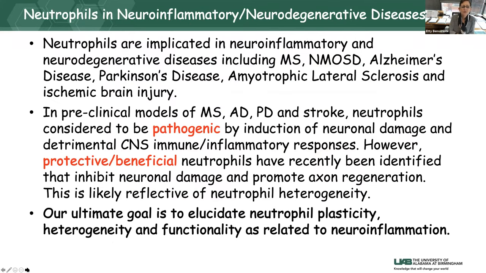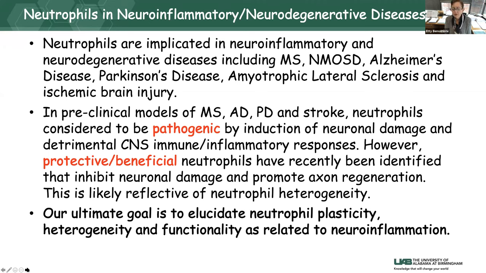And lastly, I should mention that neutrophils are implicated not only in multiple sclerosis, but other neuroinflammatory and neurodegenerative diseases, including neuromyelitis optica spectrum disorder. Actually, quite a bit of literature from Alzheimer's disease, Parkinson's disease, ALS, and ischemic brain injury. But it's important to recognize that they actually have different functions depending on the model.